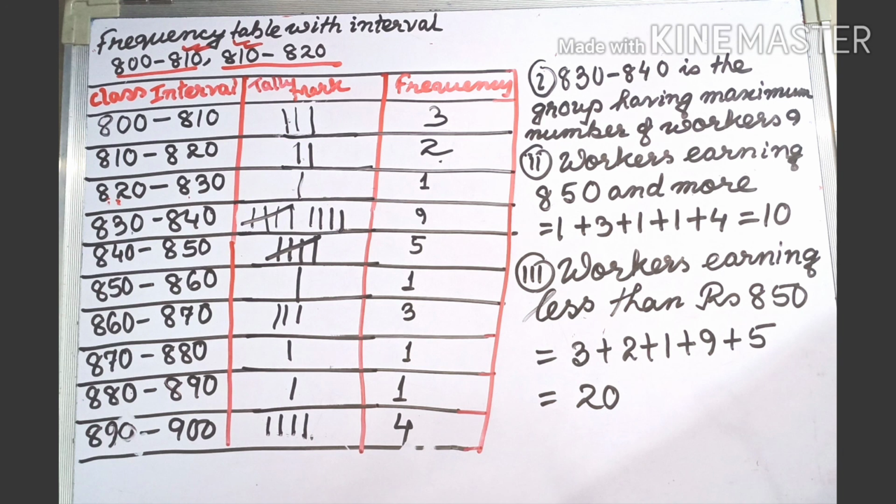you have to count. The frequencies are 3 plus 2 plus 1 plus 9 plus 5, so together it is 20. Understood now? More than 850 means from 850 to 860 downwards you have to count, and less than 850 means up to 840 to 850 you have to count. Understood? So I hope you have understood the concept of histogram and the class interval too. Next class we will discuss pie chart. Okay, thank you.